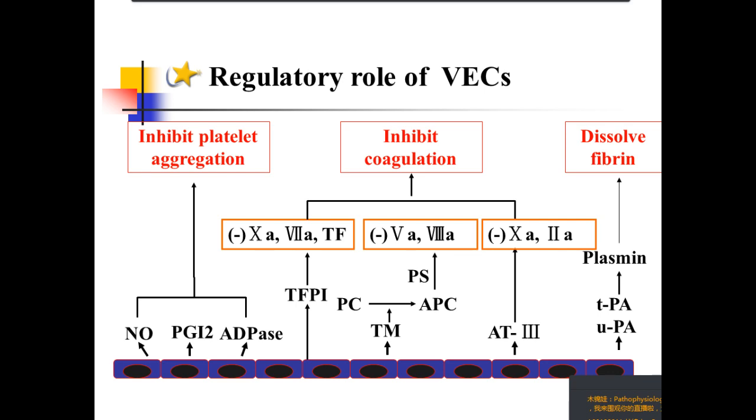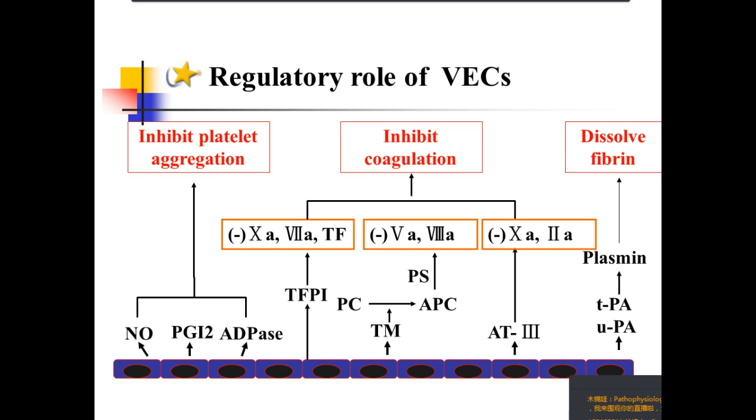Now normal VEC also can release TPA and UPA. TPA and UPA belong to which system? Fibrinolytic system. They are plasminogen activators, so they can convert plasminogen to plasmin. So they stimulate the fibrinolytic system, leading to plasmin increase, which dissolves the fibrin.